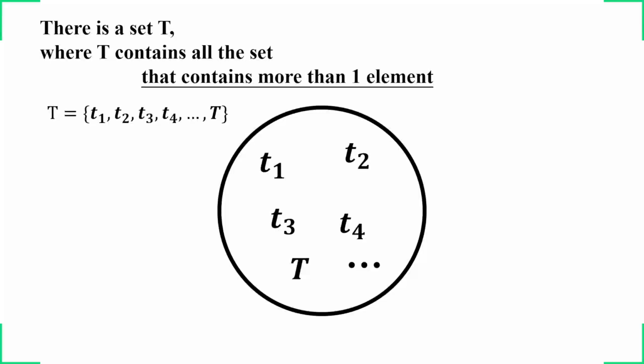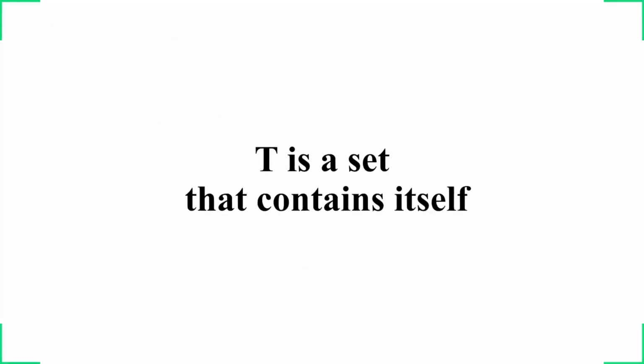So this set T also has more than one element because it has infinite elements. So T also contains itself. So we can see there's a T in the circle, which means T is a set that contains itself exactly. With this kind of idea, let's go a step deeper.